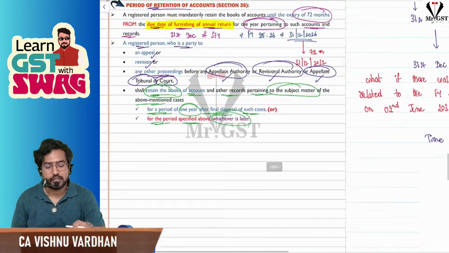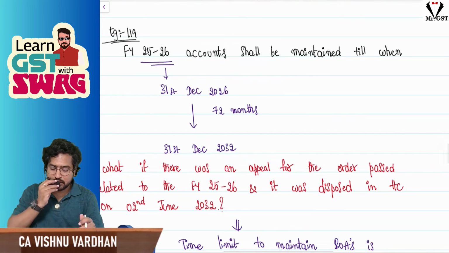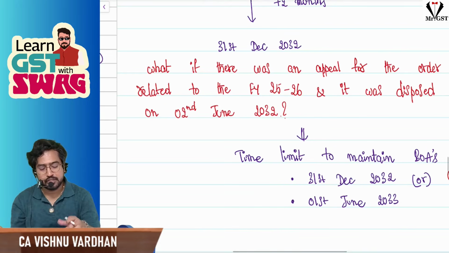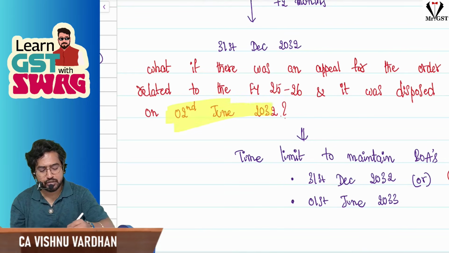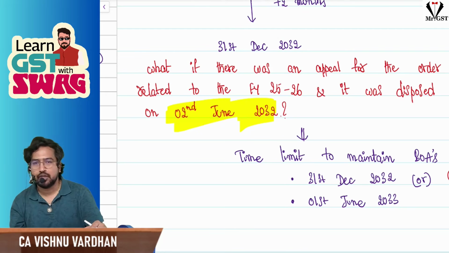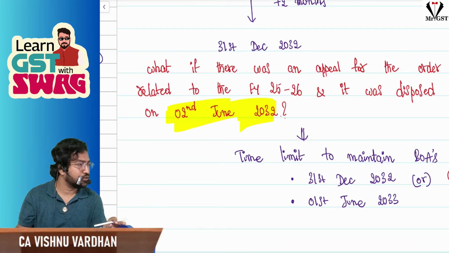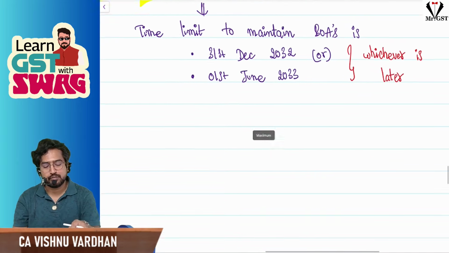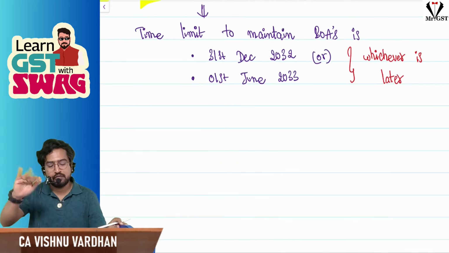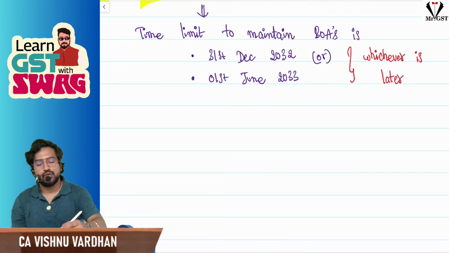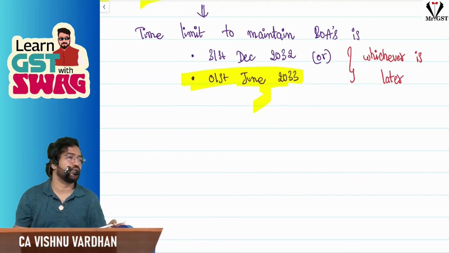So, for example, sir, 25-26 financial year. So, I went to High Court, there was an appeal, everything. Yes, sir. Appeal got disposed, sir. I got judgment on 2nd June 2032. But deadline is 31st December 2032 or 1 year from the date of disposal. When it got disposed, 2nd June 2032, so till 1st June 2033 or 31st December 2032, whichever is later, you should maintain the records. So which is later? Till this you should maintain the records.